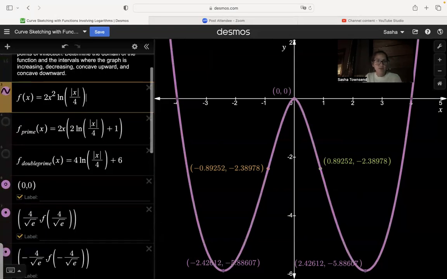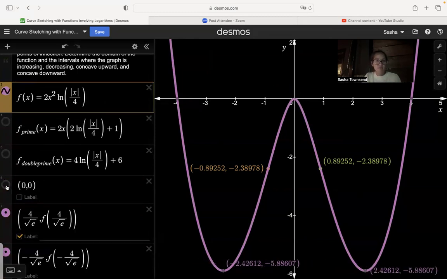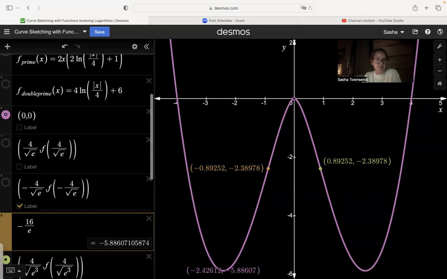Now, if we want, we can also graph the first derivative and second derivative on the same screen. It's actually easier if we don't label all the points because they can be a little bit distracting. Actually, I want to label the minimum values.